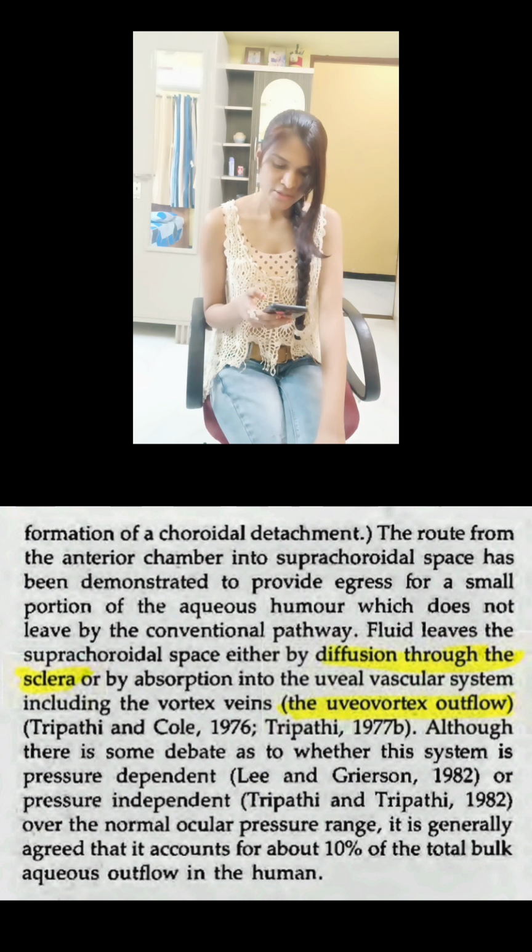Fluid leaves the suprachoroidal space either by diffusion through the sclera or by absorption into the uveoscleral system, including the vortex veins, the uveo-vortex outflow. Although there is some debate as to whether the system is pressure dependent or pressure independent over the normal ocular pressure range, it is generally agreed that it accounts for about 10% of the total bulk aqueous outflow in the human.